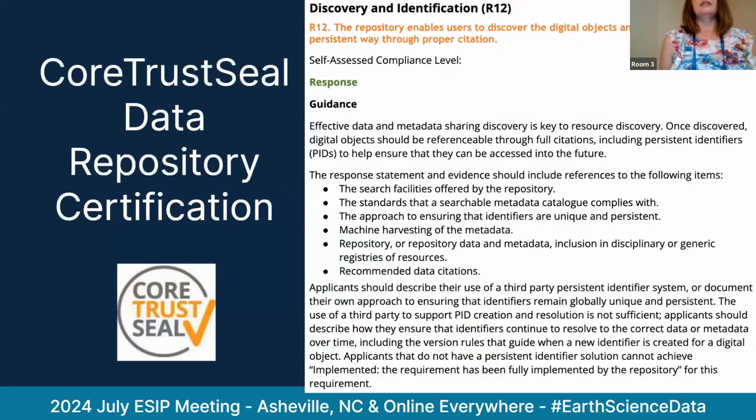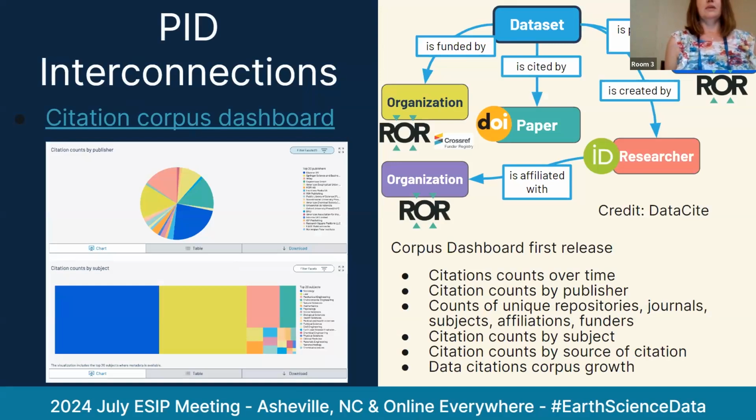So another reason that is important is if you're a data repository wanting to get certified with the CoreTrustSeal, it's part of the requirements in discovery and identification. This is making sure that the digital objects are associated with persistent identifiers and with proper citation. So that's an important piece. And then what I was getting at with the relationships in the metadata for those PID interconnections, that's vital for the traceability and metrics that we can glean out of the research data ecosystem.